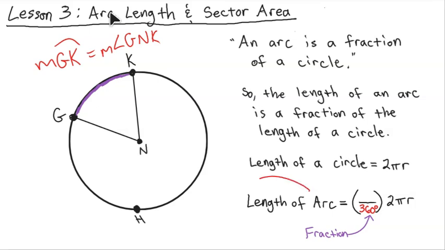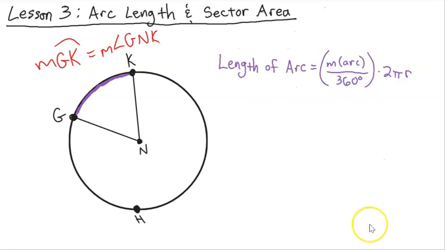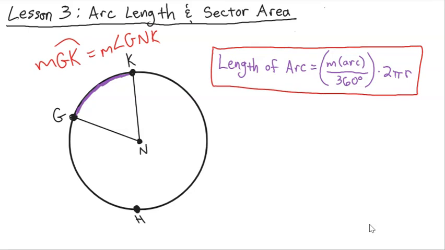And so the formula for the length of an arc is going to be the measure of the arc divided by 360 times the circumference, 2 pi r. All right, let's write this a little bit bigger. Here's our formula. You want to write this formula down, okay? The length of an arc is equal to the degree measure of the arc divided by 360 times 2 pi r. So this is the fraction and this is the circle. The length of the arc is a fraction of the circle, okay?